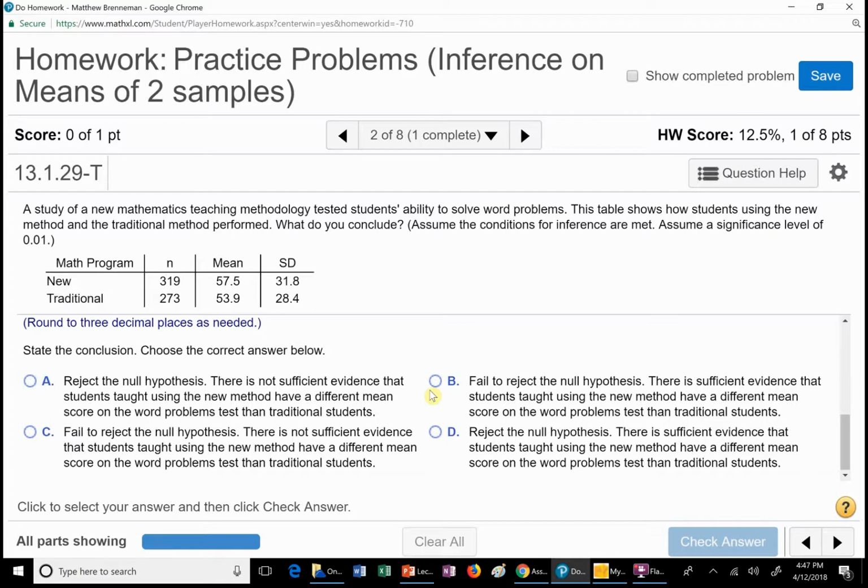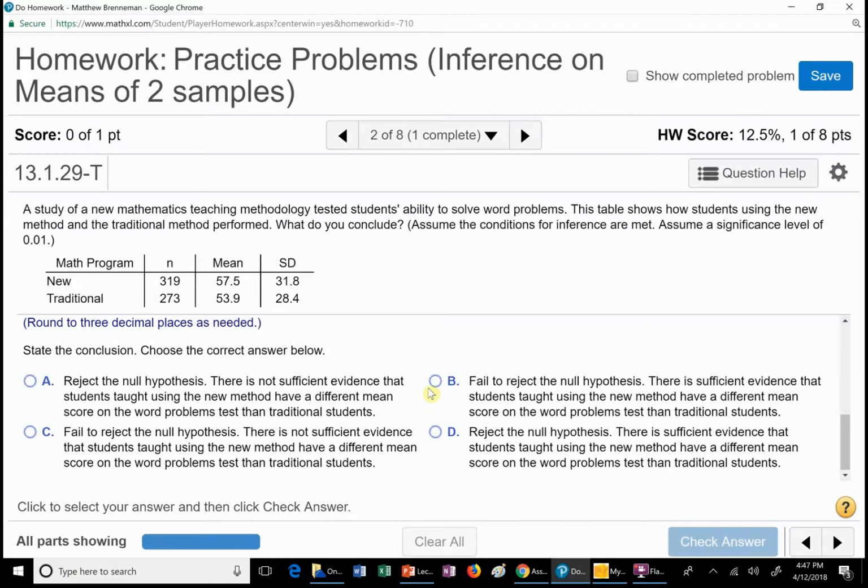If you look at this carefully, this is the alternative stated in words, right? The new method has a different mean than the traditional. That's the alternative stated in words. Be careful. Just because it says reject and there's not sufficient doesn't necessarily mean it's correct, because they could have been tricky and put the null down here, right? And then that would not have been correct. So you have to be careful, all right? So we fail to reject, there's not sufficient evidence, and this has to be the alternative statement down here. Any questions on that?